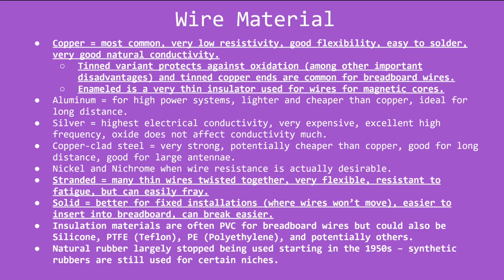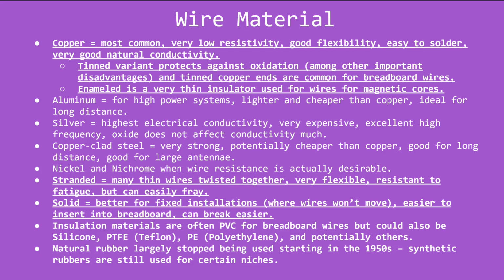But we also have aluminum that's used for high powered systems. It actually is lighter and cheaper than copper, but it's best for power systems, long distance. When you're dealing with short distances, like a breadboard, aluminum doesn't really have a benefit.